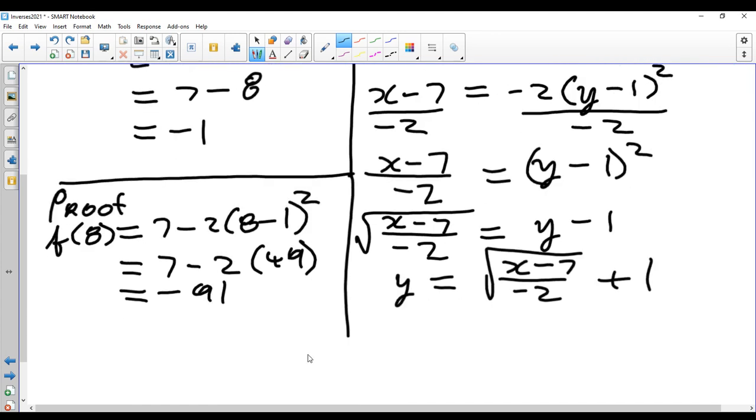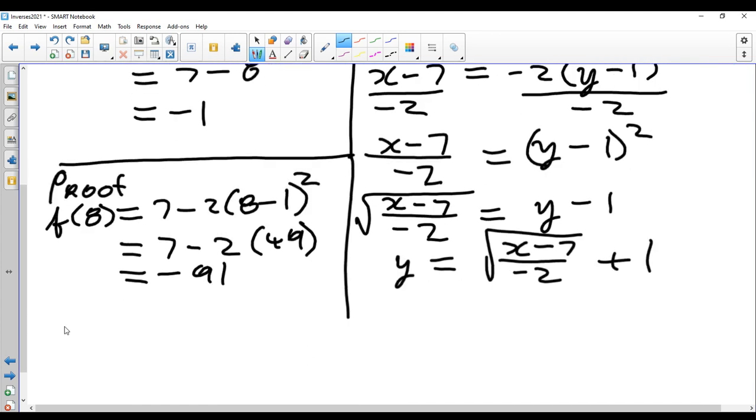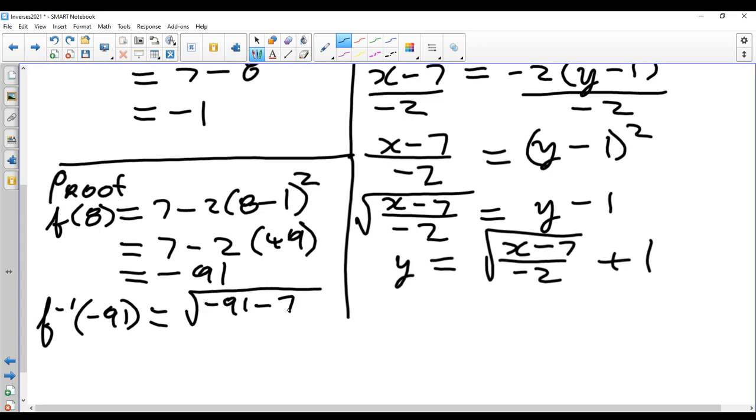All right, so let's check that now with the inverse function. f to the minus 1 of minus 91 should be equal to the square root of minus 91 minus 7 over minus 2, plus 1. So this should be equal to the square root of minus 98 over minus 2, plus 1.